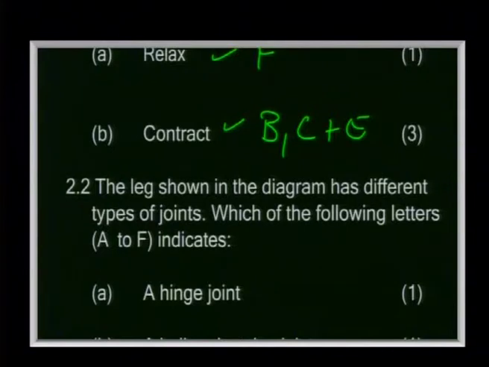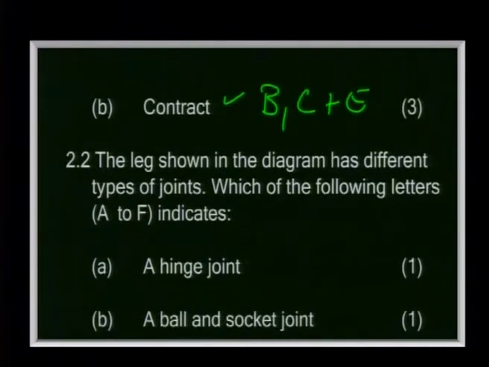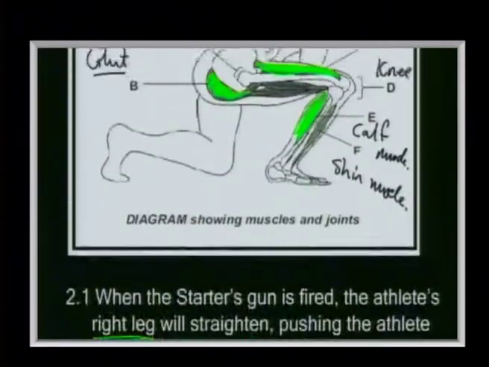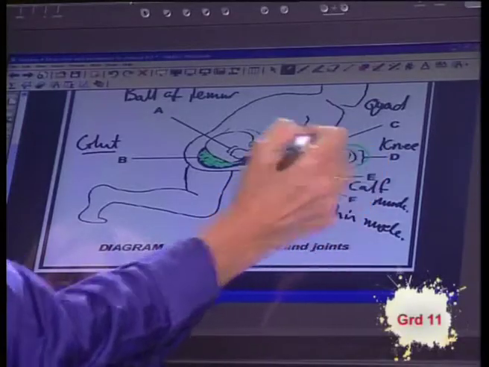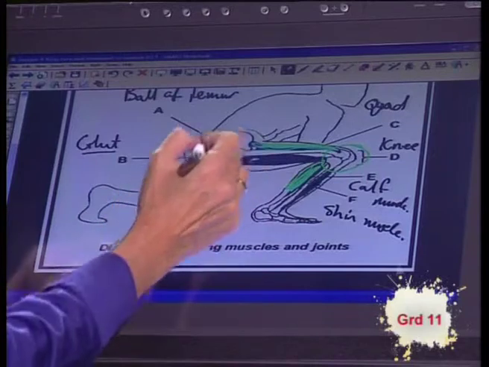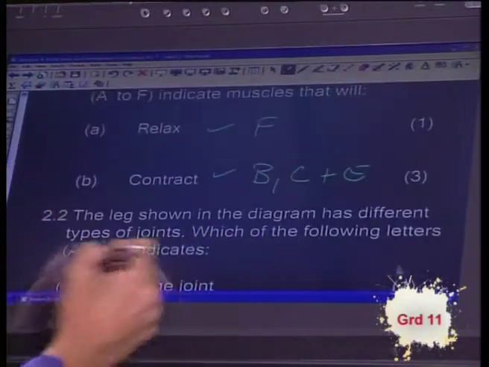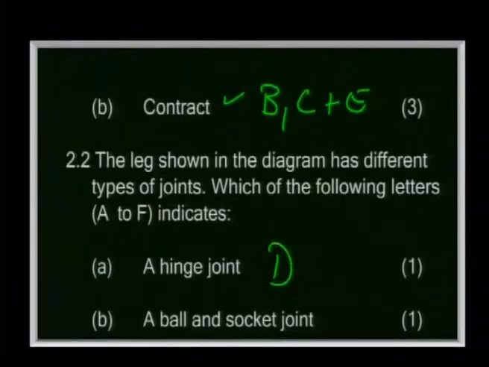Now, the leg shown in the diagram has different types of joints. Which of the following letters A to F indicates a hinge joint and a ball and socket joint? Really, people, a hinge joint will be the knee, which is D, and a ball and socket will be A. Remember, your hinge joints are your elbows and your knee. It's a hinge joint. It can't go any further. There's something that blocks it from being able to open any more.